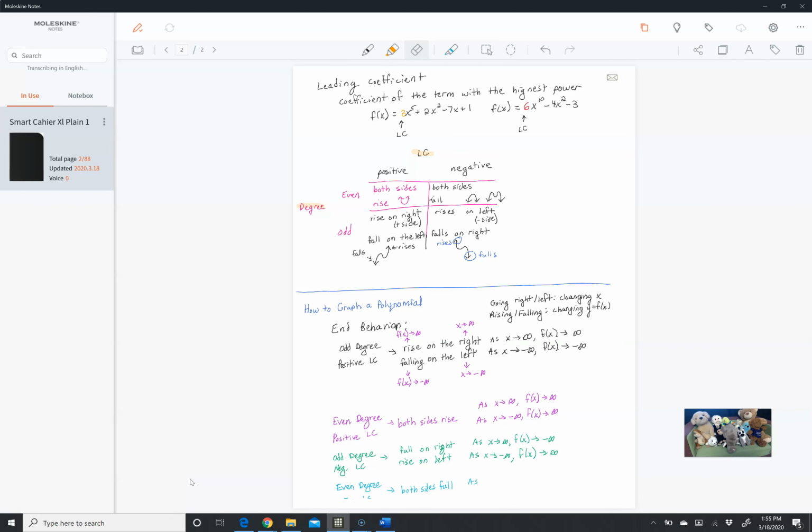So as x approaches infinity, as we go to the right, f of x approaches negative infinity, we fall. And as x approaches negative infinity, we go to the left. f of x also approaches negative infinity. We fall. So we can recreate this chart that we have up here. We can recreate it, only this time, we're going to use this terminology. Okay, so let's do that so that you have it.